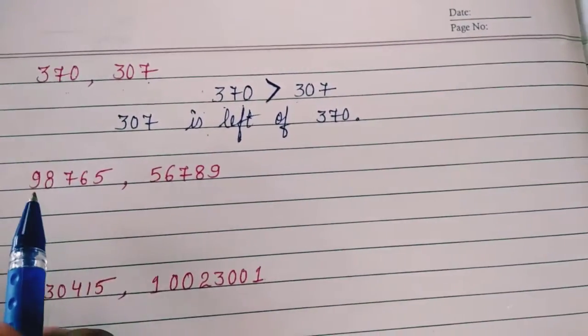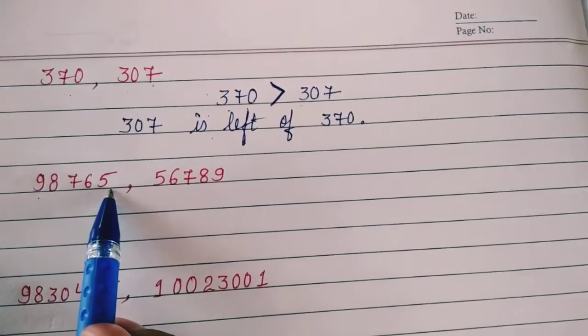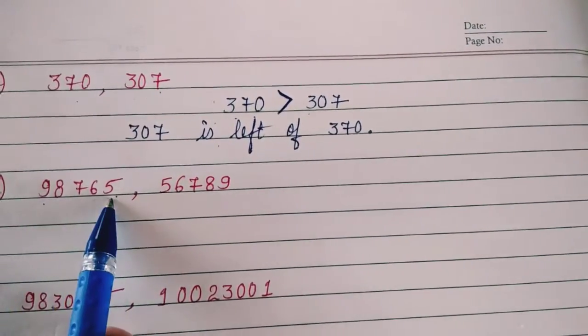Now C part is 98765, which is having 5 digits.